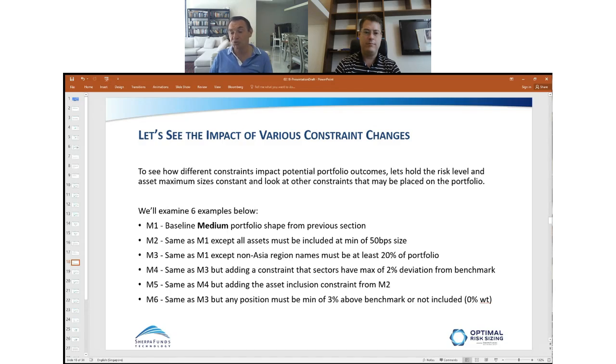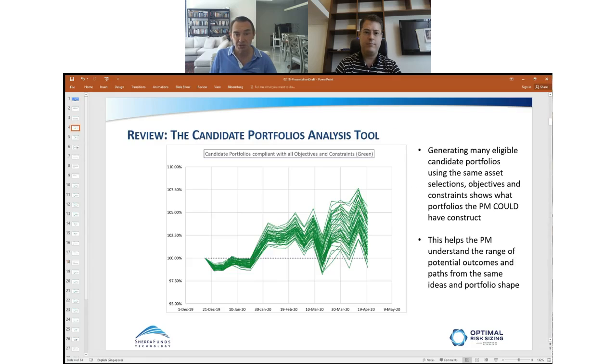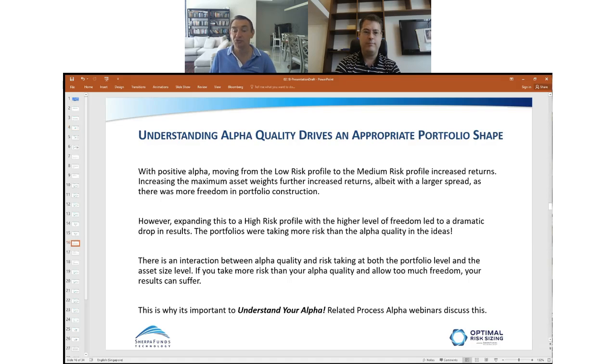And remember, you, Mr. and Miss PM, you are going to get one of those return streams, one of those green lines. You are going to experience one of those green lines, because those are all the possible green lines you can experience. Which one it is depends on how you build your portfolio. What the range of those green lines is depends on how you define your constraints.